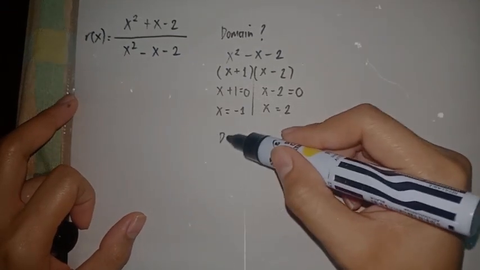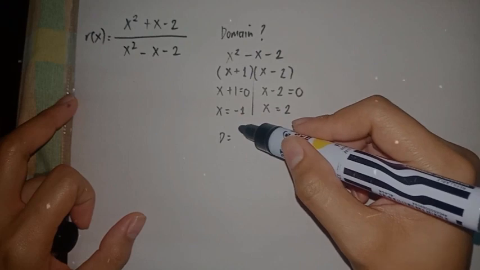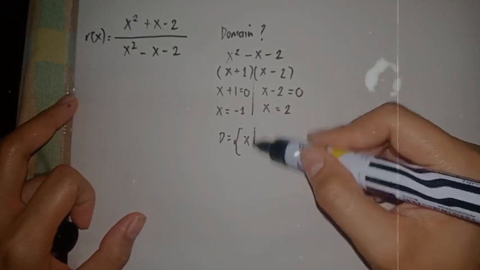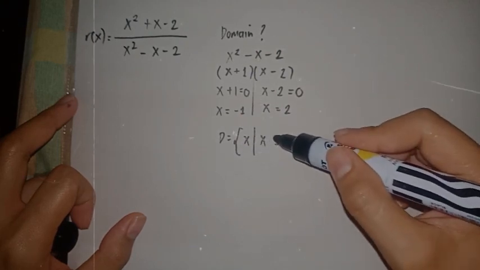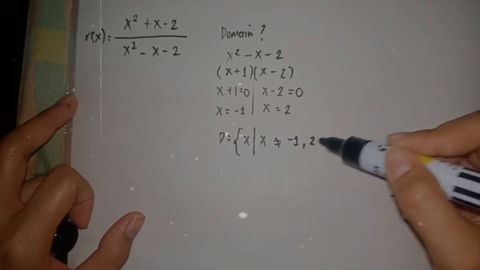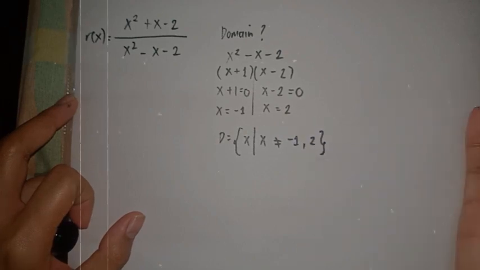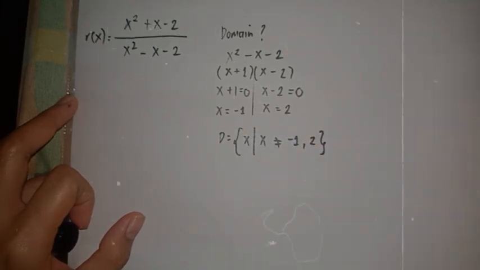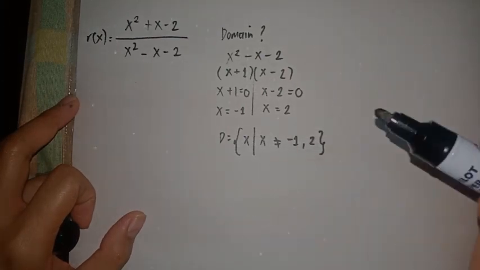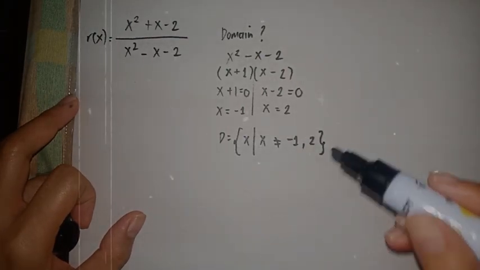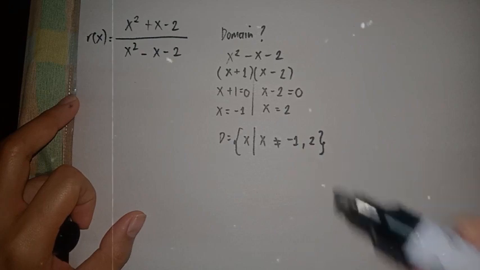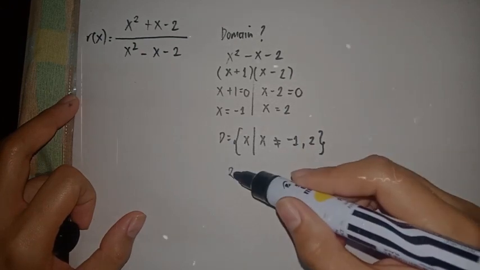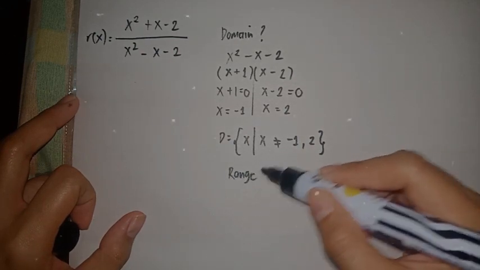Meaning to say, our domain or the values of x are all set of real numbers such that x is not equal to negative 1 and positive 2. Again, in short, our domain are all real numbers, positive numbers, negative numbers, except for these two, negative 1 and positive 2. Now, how about in getting the range?